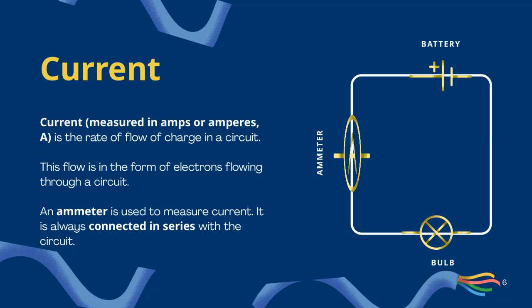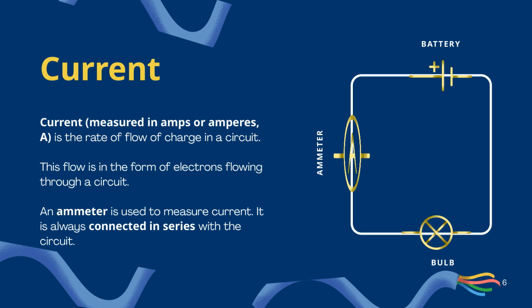Let's take a closer look at the ammeter and its role in measuring current. As we discussed earlier, current is the rate at which charge flows through a circuit, and this charge is carried by electrons. To understand how much charge is moving at any given time, we use an instrument called an ammeter. The key thing to remember is that an ammeter is always connected in series with the circuit.